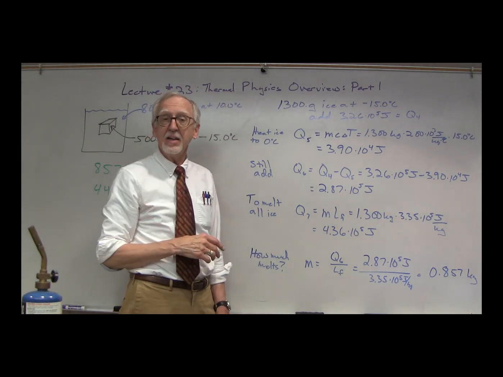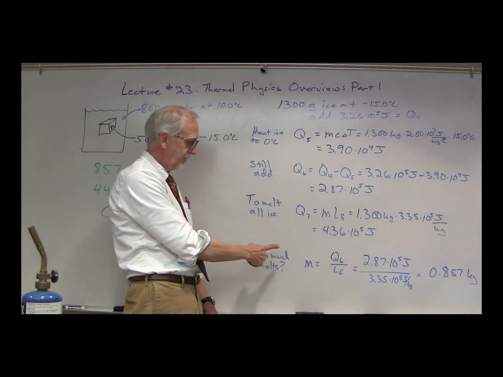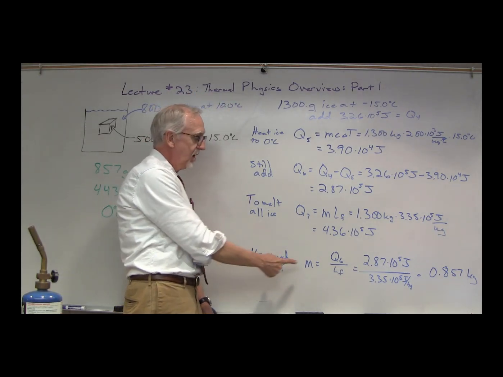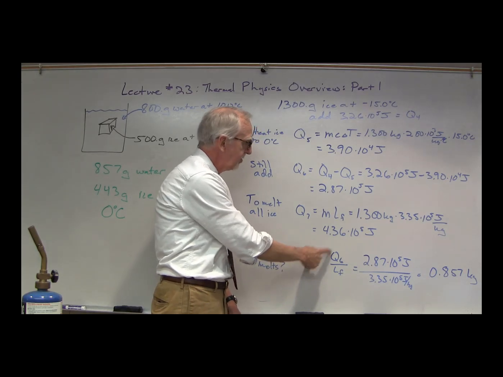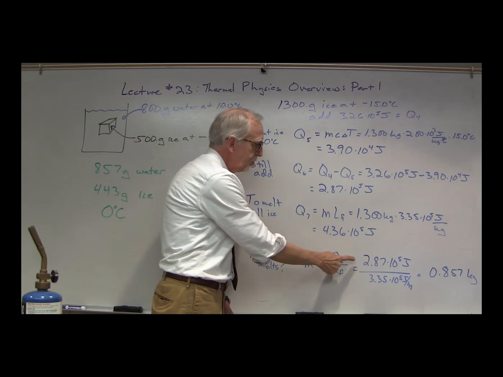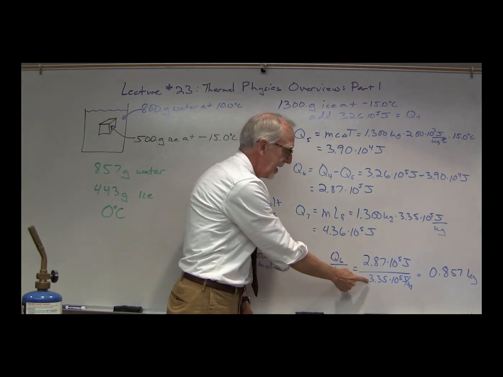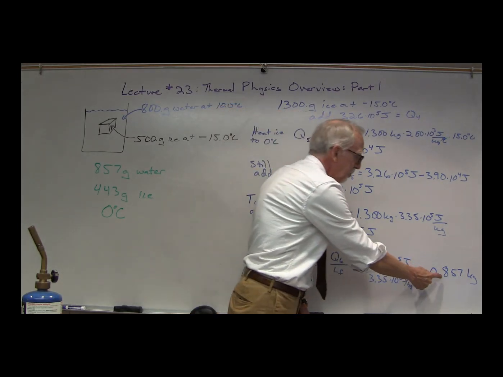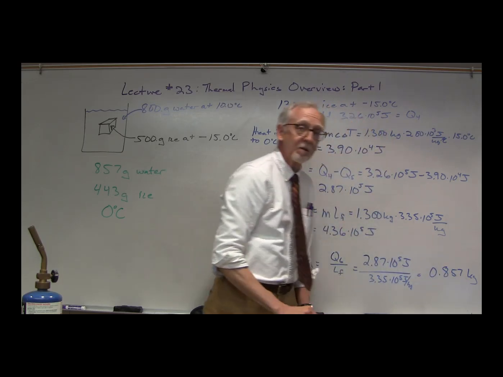So how much ice does melt? Well, we use the same trick we did before. We figure out m using the energy that is actually melting the ice, which is Q6, the 2.87 times 10 to the fifth. We divide by LF, and we get 0.857 kilograms.